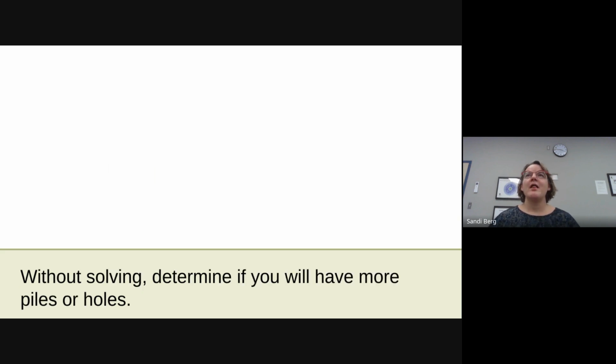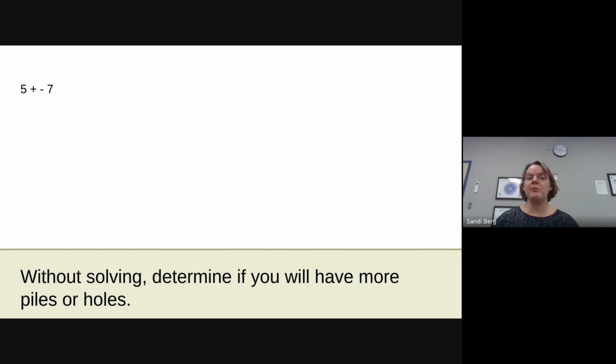All right. This time I don't want you solving it at all. I'm going to give you a series of expressions, and I want you just to tell me, will there be more piles or will there be more holes? So it's a beginning sense of estimating without actually doing any number work. You don't have to come up with an answer for this. Here we go. Here's your first one.